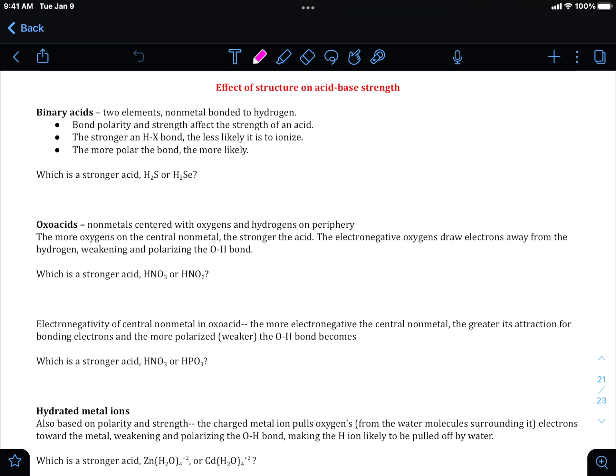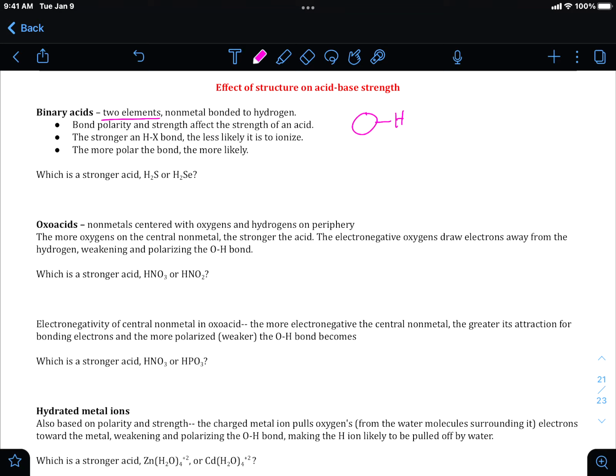First, let's talk about binary acids. A binary acid is just two elements, right? It's a nonmetal bonded to hydrogen, hydrogen being one of the elements, okay? So what makes an acid strong is its ability to ionize, right? The more it ionizes, the stronger the acid is, okay? So let's consider two atoms, hydrogen bonded to an oxygen. So how well this acid ionizes is based on the weakness of the bond, right?